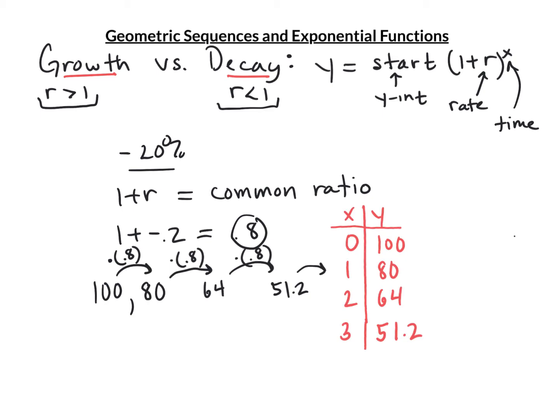Rather than a geometric sequence, though, we're looking at this as a table, and it's an exponential equation that describes it. 80 was 100 times 0.8 to the first power. 64 was 100 times 0.8 to the second power. 51.2 was 100 times 0.8 to the third power. And in fact, 100 is 100 times 0.8 to the 0th power, because anything to the 0th power is 1, and 1 times 100 is 100.